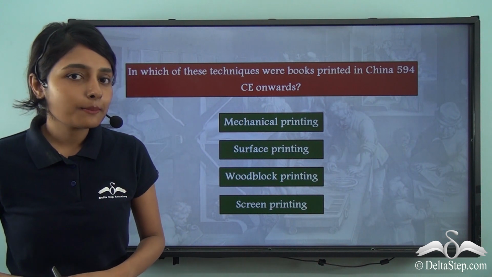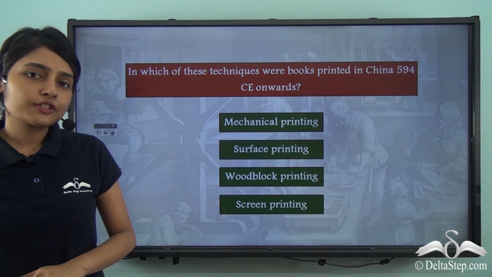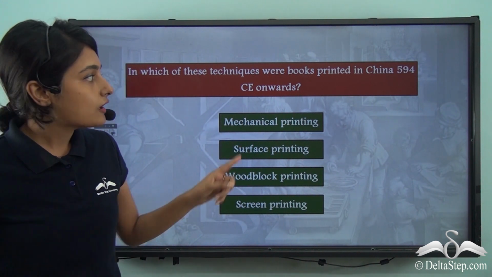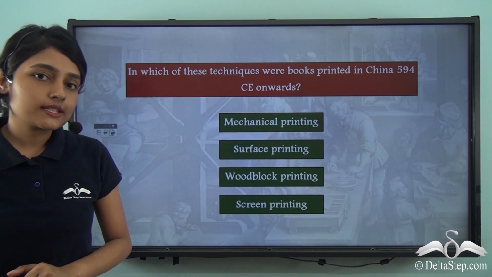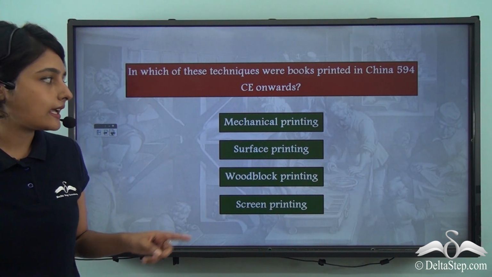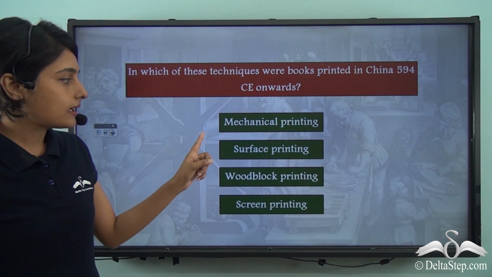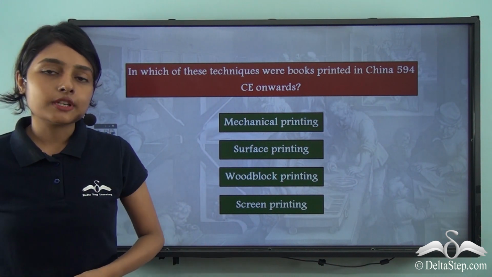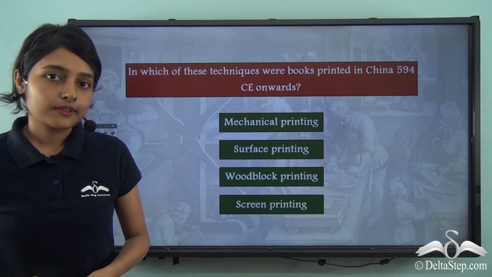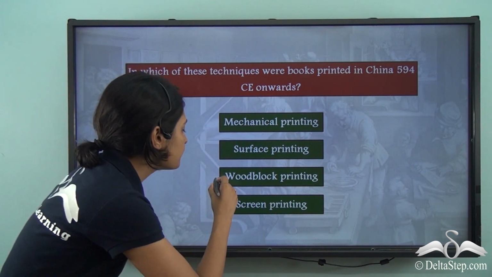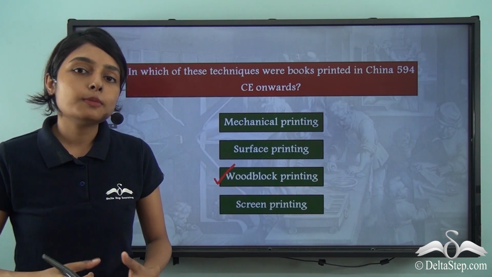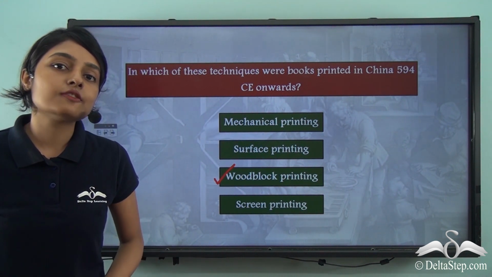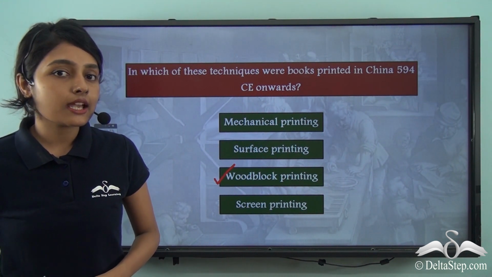But before learning about that, let me ask you a question. In which of these techniques were books printed in China 594 CE onwards? Were the books printed in mechanical printing technique, surface printing technique, woodblock printing technique or screen printing technique? Well, the correct answer is woodblock printing technique. This woodblock printing technique is one of the first and earliest printing techniques in which books were printed in China.